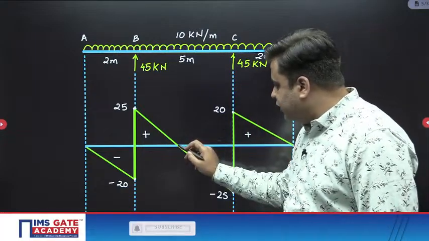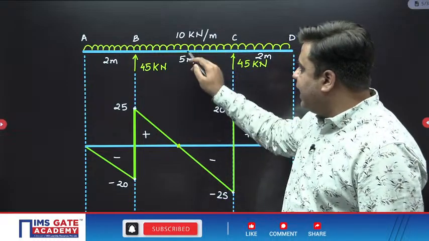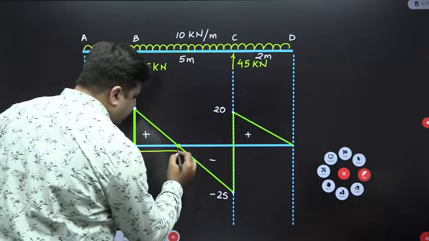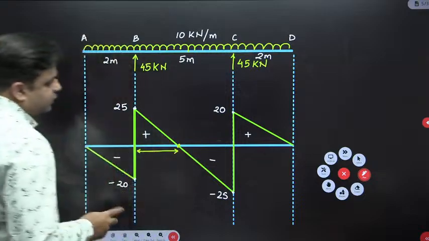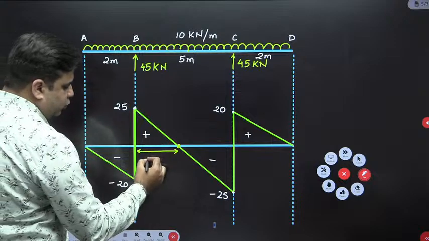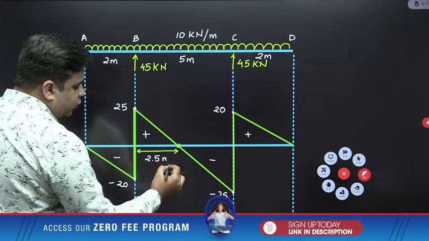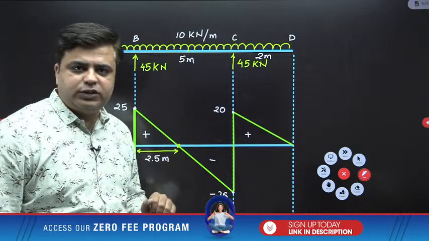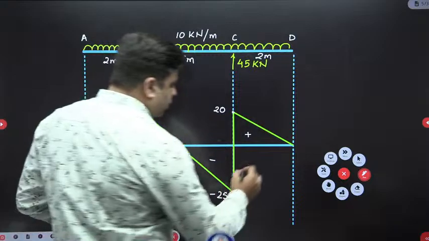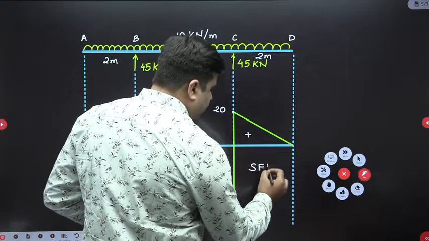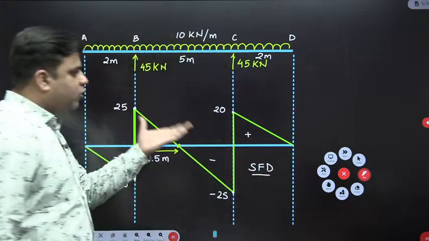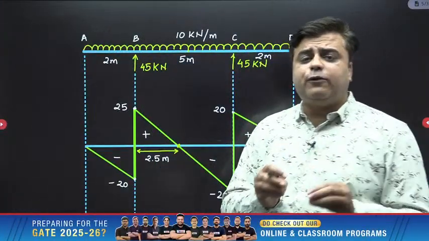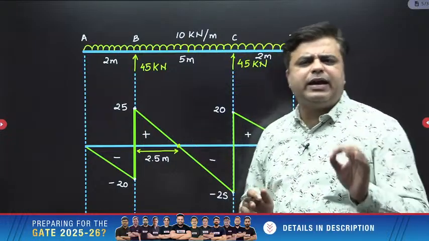This point where shear force is 0 will be at the midpoint of this portion BC. If anybody asks you what this value is, it is nothing but 5 by 2, which is 2.5 meter. So from support B, at 2.5 meter length, you will have the 0 value of shear force. And this is how you need to draw the shear force diagram, SFD. I hope after drawing this, you have enough confidence to draw the shear force diagram in any kind of scenario.